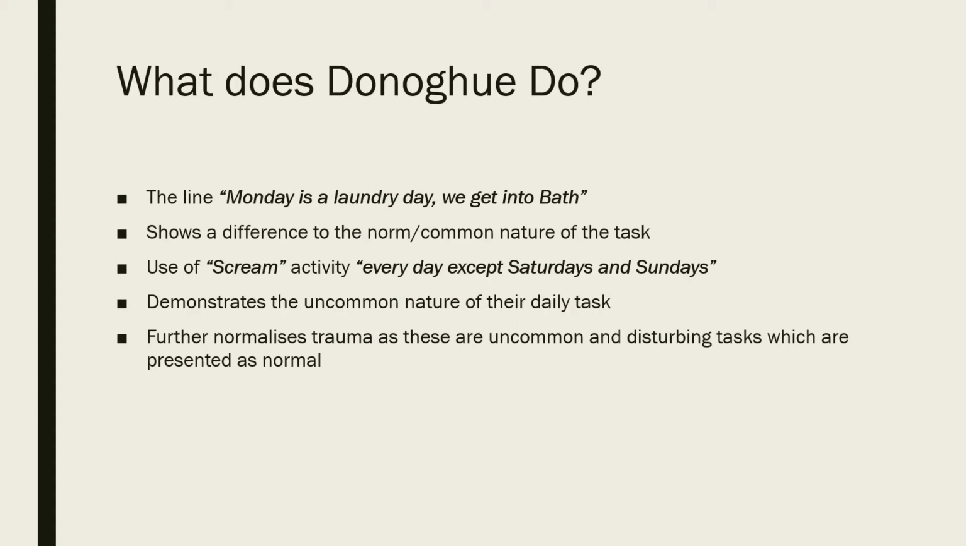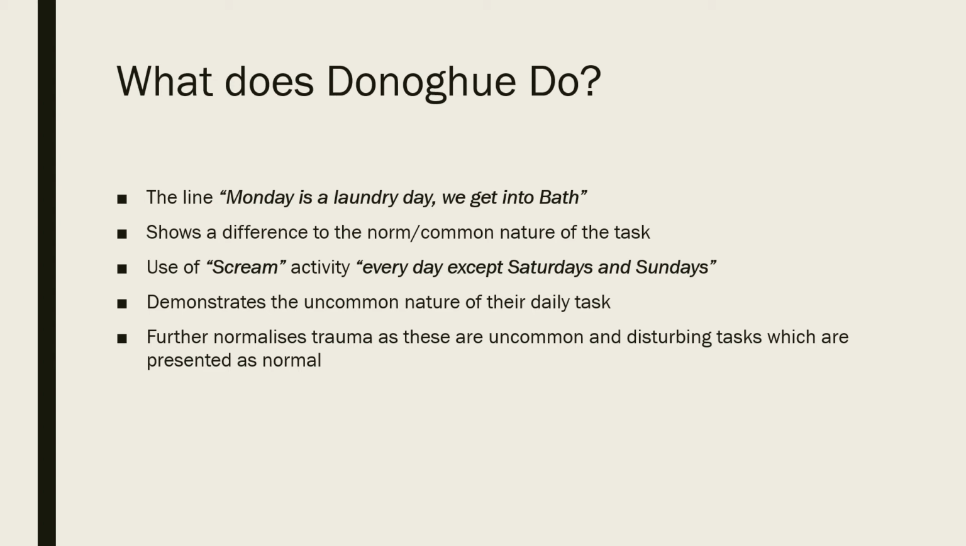The routine that Donoghue creates contains elements which are unnatural and odd for a 5-year-old boy to help normalise the trauma in the novel. The line, "Monday is a laundry day, we get into bath," shows a difference to the common nature of the chore. The uncommon nature of their tasks is further carried out through the drying of their clothes inside and having to stay cool in the refrigerator while doing so.